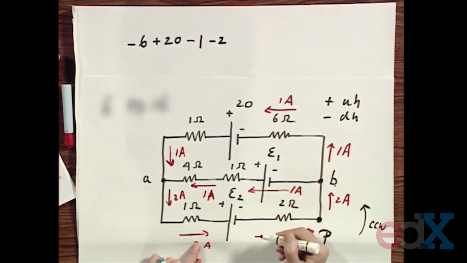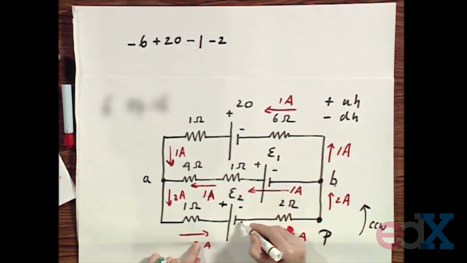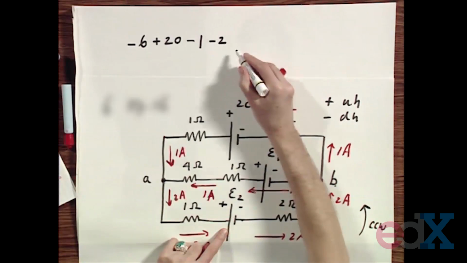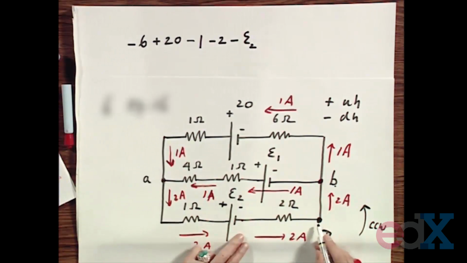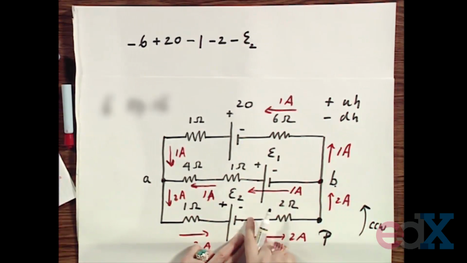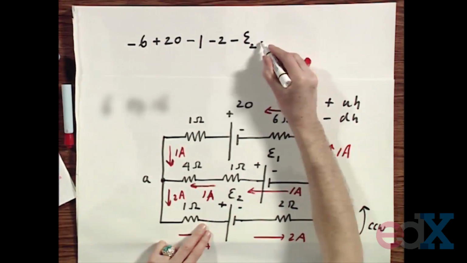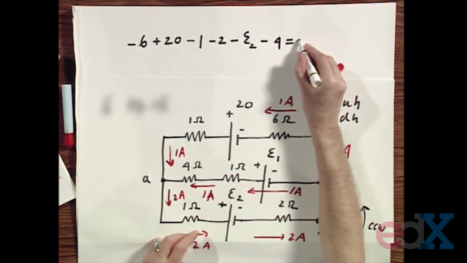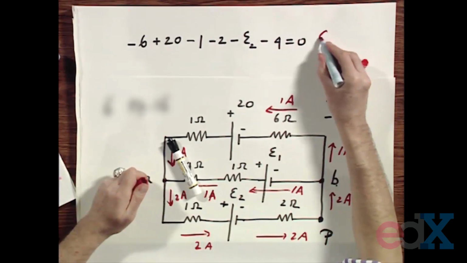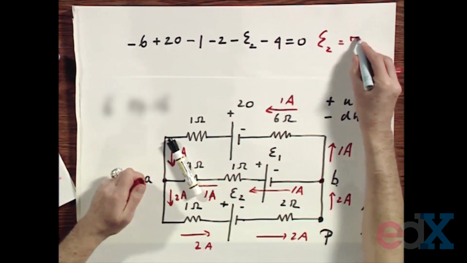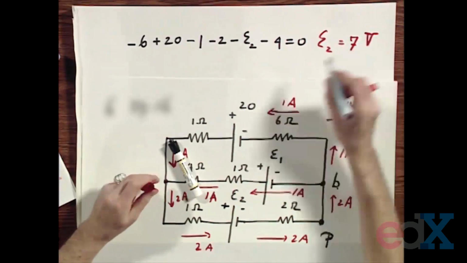I reach this battery. I go from a high potential to a low potential. I go downhill, minus E2. I go through this resistor, 2 ohms, 2 amperes. Potential difference is 4 volts. I go to a lower potential, minus 4 equals 0. One equation with one unknown. And I find that the EMF of that battery equals 7 volts.